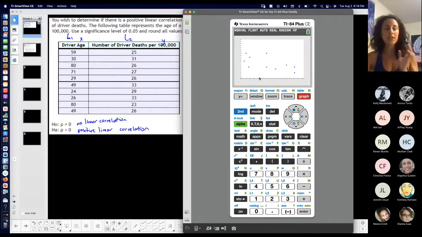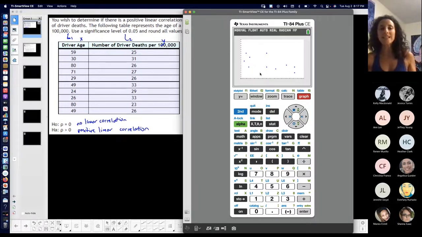This is me just looking at the graph just to determine what I'm expecting from the test and from all of that. This is not necessarily required, but I'm a visual person, so I like to look at the graph first, especially when I'm doing linear correlation. So it makes a little more sense to me.